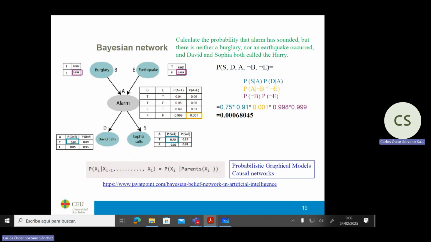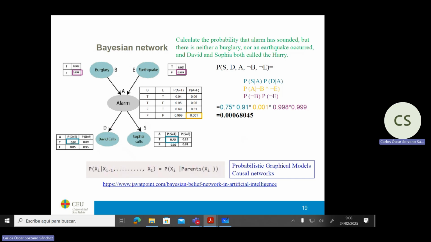And then you have all these probabilities. Once the alarm is sounding, what is the probability that David calls you, or the probability that David does not call you? So if the alarm is sounding and if the alarm is not sounding, you have these two probabilities, and the same for Sophia. And now you have a call from both Sophia and David. The alarm was sounding, so you can calculate the probability that all these events happen.